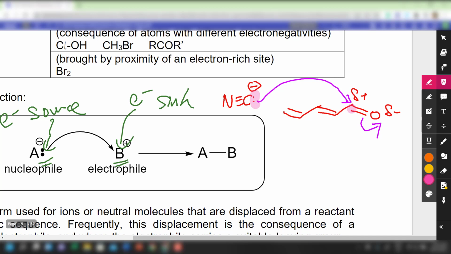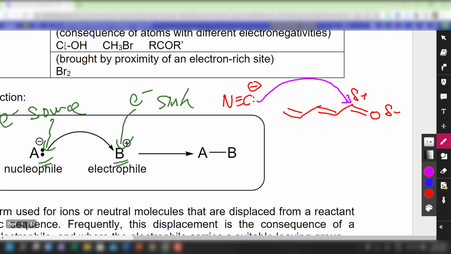And then the pi bond is now the electron source again, and the electron density gets pushed towards the electron sink, which is the oxygen, and it prefers to take on the negative charge. So broadly speaking, you push electron density from the source to the sink. The source is the lone pair of electrons on cyanide, and the electron sink is the oxygen on the carbonyl group. This is one example.